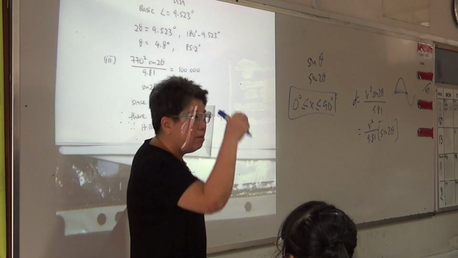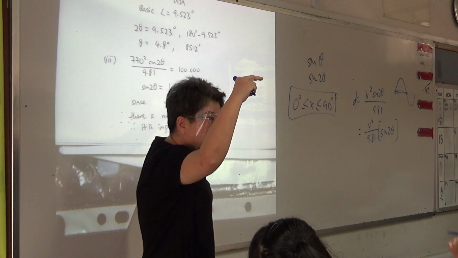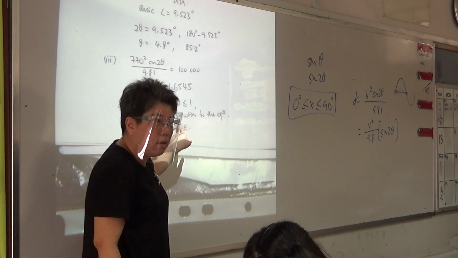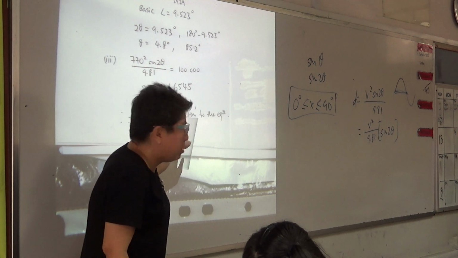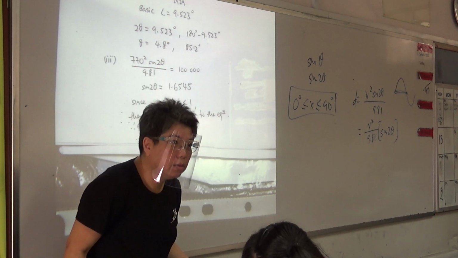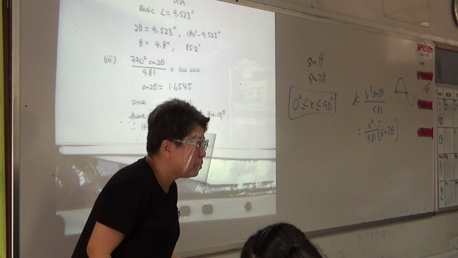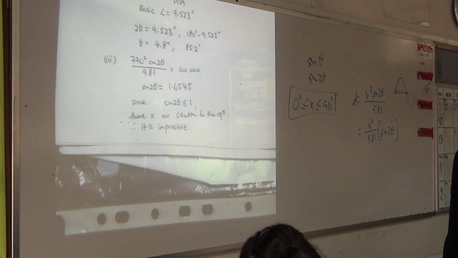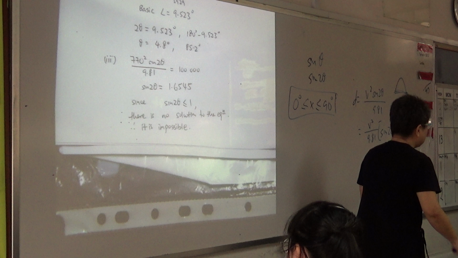Remember I told you sine, the highest value is what? 1. So, there is no solution. Remember, there's no solution, so it is impossible. Am I right to say that? So, you cannot hit a target that's 100 kilometers away if your initial speed is 770 meters per second. Is that clear? Now, next part, what did they ask for?